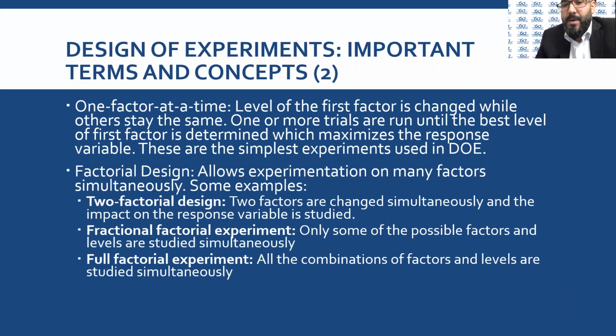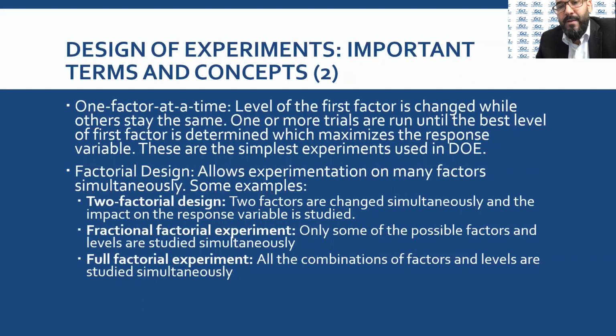One factor at a time. Now let's talk about different settings for the experiments. One factor at a time means you only select one factor and you start changing it, and then you see what's the impact of changing only one factor at a time. The level of the first factor is changed while the others stay the same. So the other factors will stay the same. One or more trials are run until the best level of the first factor is determined.